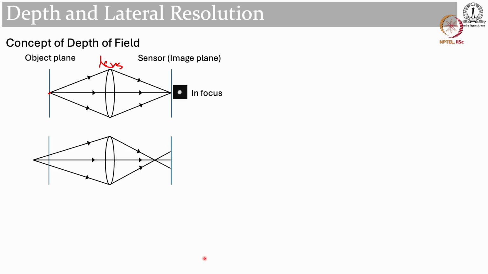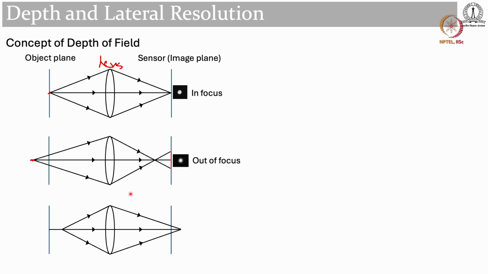Now suppose your particle is shifted a bit away from your lens, right? So now if you draw the light rays, it should look like this, and what will happen is the rays will start to converge a bit earlier than the image plane, and you will get a blurred image on this sensor or the image plane, which should look something like this, and we call it out of focus.